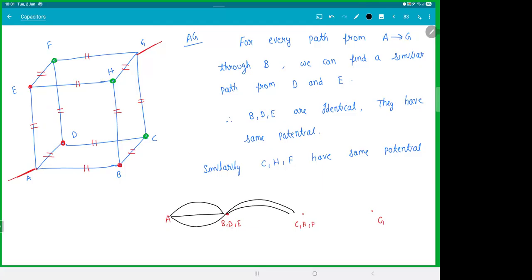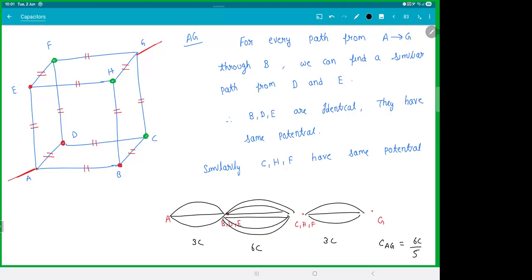Then we have two capacitors from B to C and B to H. There are two capacitors from D to F and D to C. And there are two capacitors here. And there are three capacitors here. Total 12 capacitors. You can clearly see these three are in parallel, 3C. These six are in parallel, 6C. These three are in parallel, 3C. All these three groups are in series. CAG will be 6C by 5. Is the logic clear, everyone? So we used nodal analysis and cube symmetry.